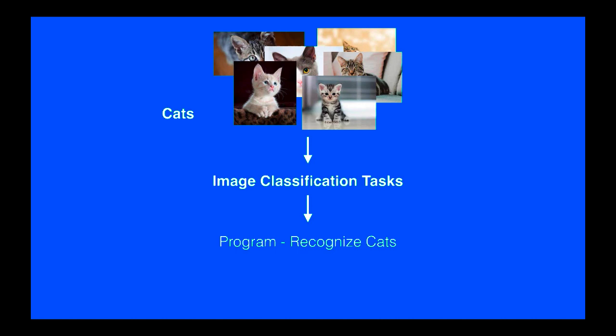So what happens is that these cat images or any other images are passed through the image classification task, which we're going to cover a little bit later. And after that, we get a program that can recognize cats. Now, obviously, I'm just giving you an idea about cat images. It can be anything. It can be dogs. It can be a computer. It can be a table, a chair, any kind of images passing through the image classification task. And then we end up with a program that can recognize the cats.